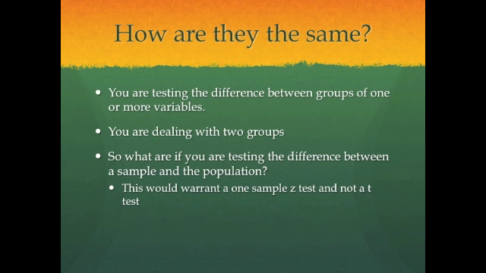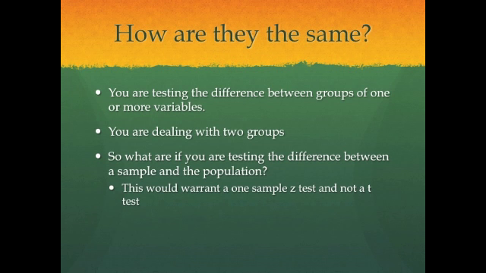So let's talk about the similarities between the t-test for independent samples and t-test for dependent samples. Obviously, we are testing the difference between groups of one or more variables. In addition to that, we are dealing with two groups, so an A group and a B group. There are other examples that either our text uses or other texts use, like a male group and a female group, the graduate class versus the undergraduate class. So we are looking at two groups within both of the t-tests.